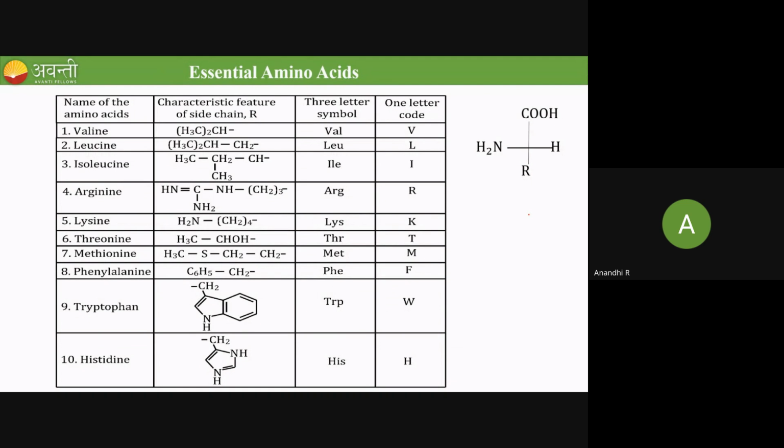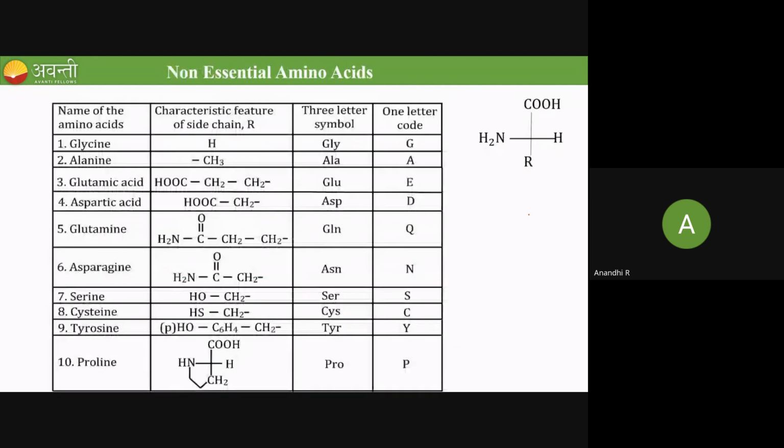And the non-essential amino acids are these 10, from glycine till proline, which your body can synthesize. Shall I go to the next slide?